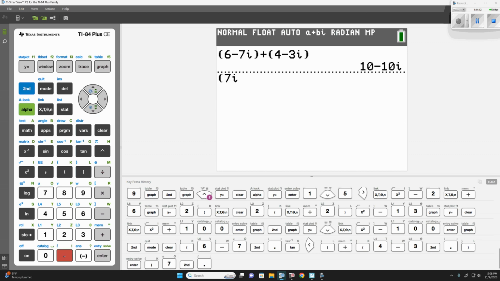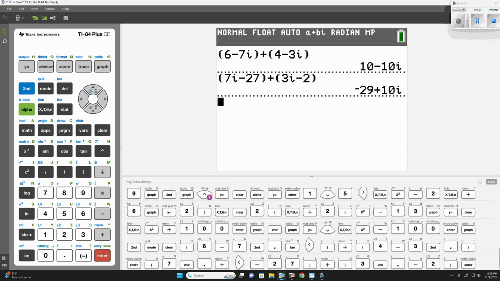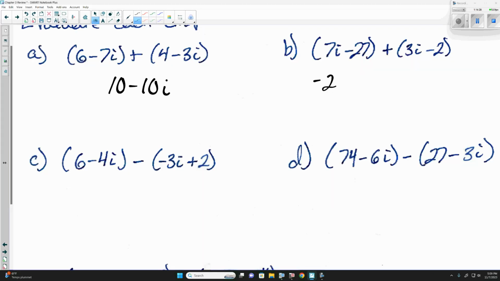We could do the same thing with B, and I would plug it in exactly as I see it. Parentheses 7i minus 27, close parentheses, plus parentheses 3i minus 2, close parentheses, enter. Negative 20i, 29 plus 10i. And that's it.